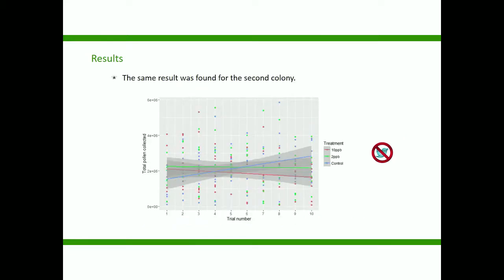And we found the same result for the second colony. Again, the control colonies are the blue line here. The difference is slightly less at the end of the trials. For the second colony, it's about 25% more pollen they're collecting than the 2 parts per billion bees. But again, they're collecting about 60% more pollen compared to the 10 parts per billion bees at the end of the experiment.